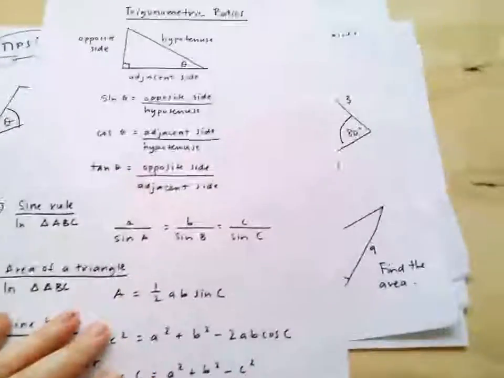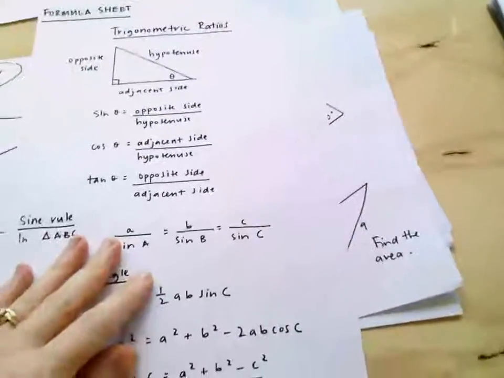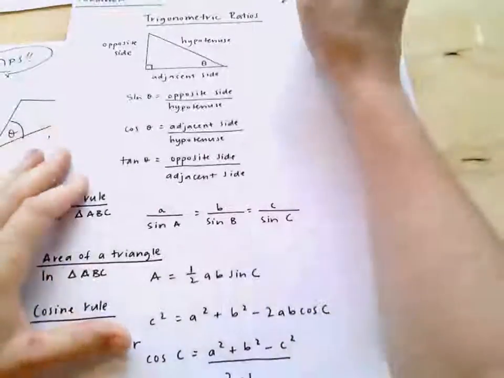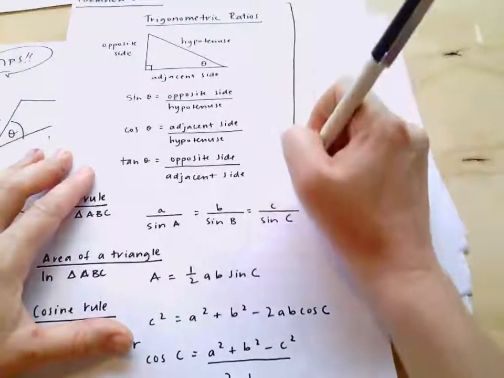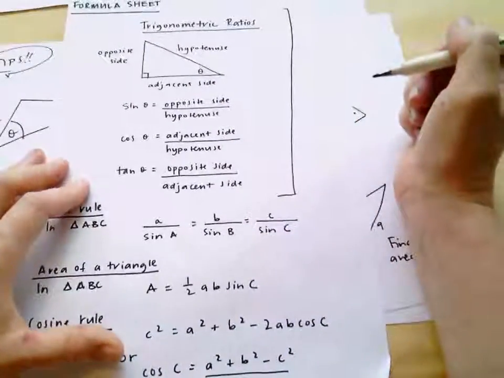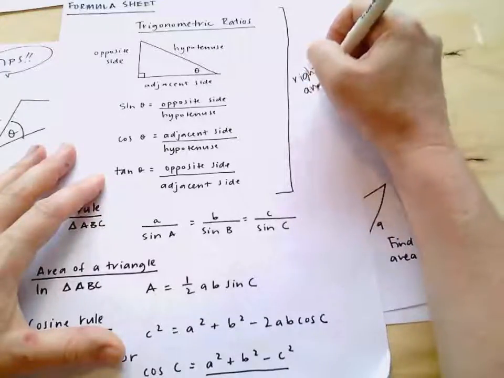So I just want to point out, sorry, that probably made you feel a bit sick with that moving. There you go. I just want to point out a couple of things on how you can help yourself remember which rules to use. The whole top section of your formula sheet here is in reference to right angled triangles. So these are all right angled triangle rules, SOHCAHTOA.